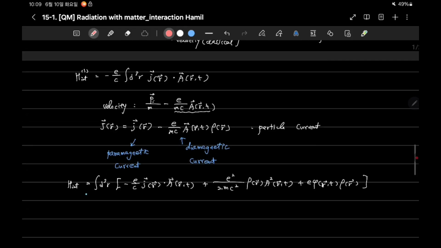So by applying a magnetic field, by applying an electromagnetic wave, like a photon or a laser, the interacting Hamiltonian can be written like this.